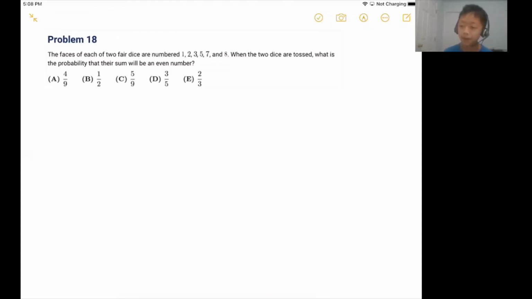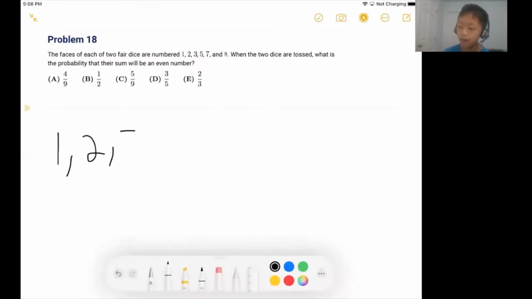So we want to know the probability that the sum of the two numbers is going to be an even number. So we know that the two dice, each of them will show the numbers 1, 2, 3, 5, 7, and 8. And we want to know the probability that the sum of the two numbers rolled is going to be even.